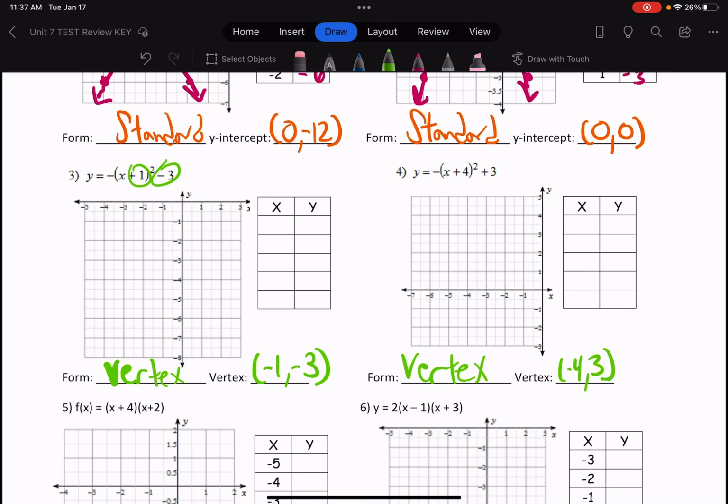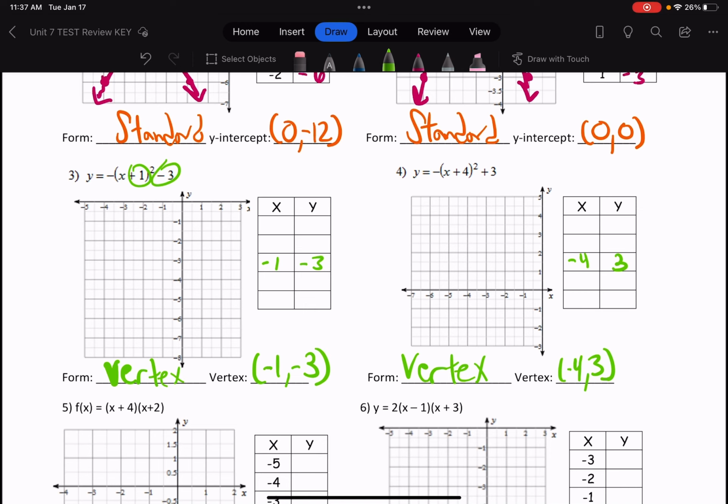Now notice, we didn't give you the values of the table. And this is because we wanted to show you that when given in vertex form, make the vertex the center of your table. So I'm going to put the point negative 1, negative 3 in the center of table 3. And in the center of table 4, I'm going to put negative 4, 3.